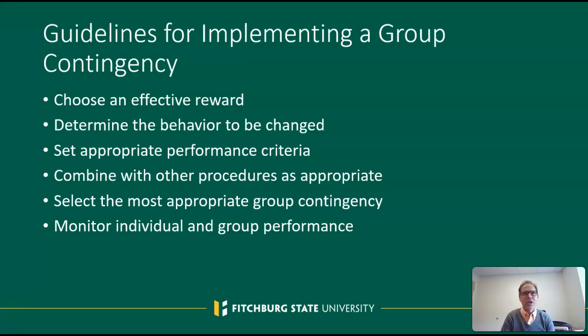And then finally, as with any behavior change procedure, we're going to want to monitor performance to see if our procedure is working. With group contingencies, though, we want to monitor both individual and group performance. So is our group as a whole behaving the way that we would expect? Is behavior moving in the right direction? But then are individual members of that group moving in the right direction? Or do we have a situation where the group as a whole is doing well, but we still have some people that are being left behind by our procedure?